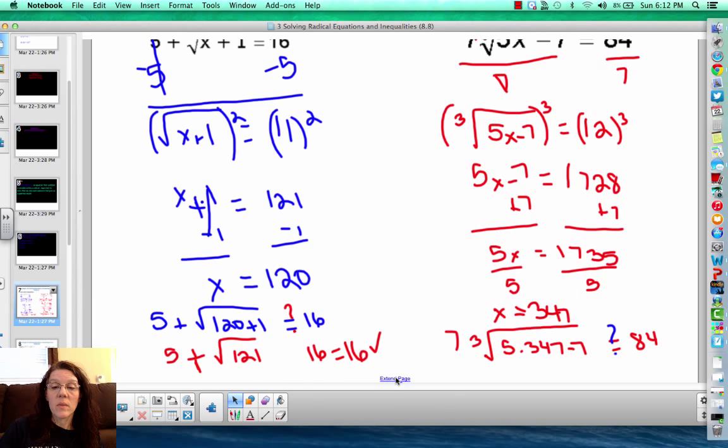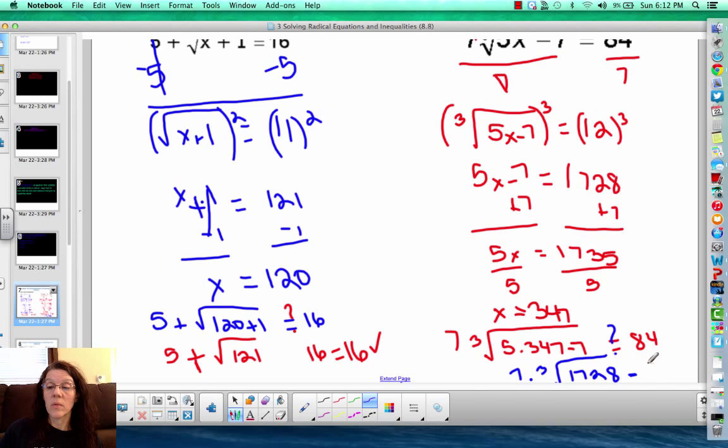Let's see if I can give myself just a little bit more room here. It's not looking like it, so we're going to try and squeeze it in here. I'm just going to talk it through and write the answer out because I don't want it to be too crowded for you. But 5 times 347 is 1,735. Minus 7 is 1,728. And so we have 7 times the cube root of 1,728. And that is 7 times the cube root of 12, which does equal 84. 84 equals 84, so that checks. It's really important that we check because sometimes an answer is not going to work.